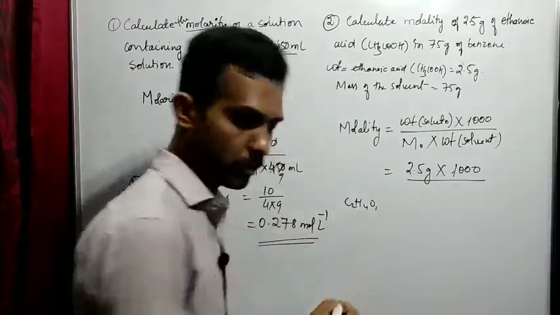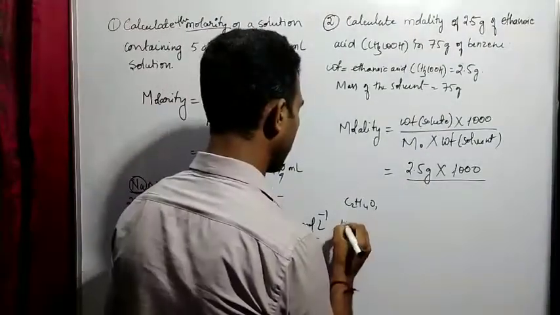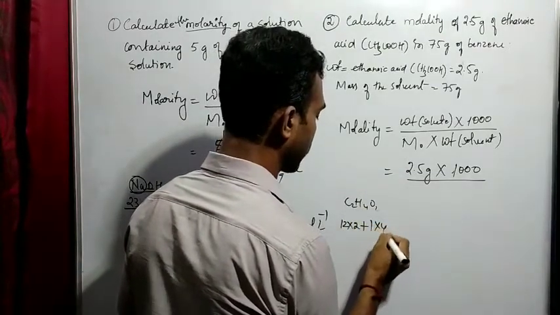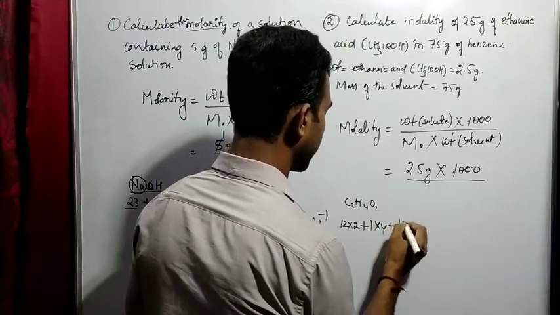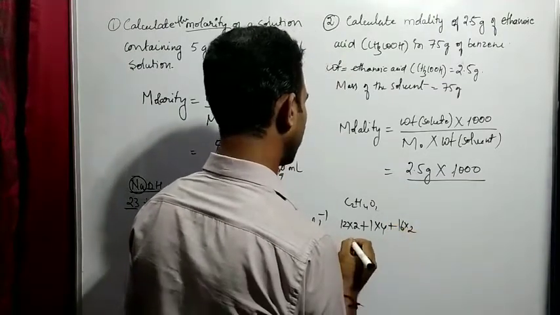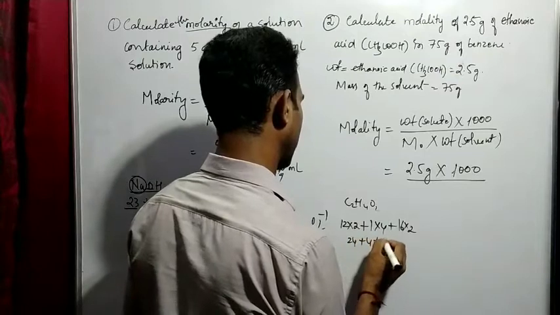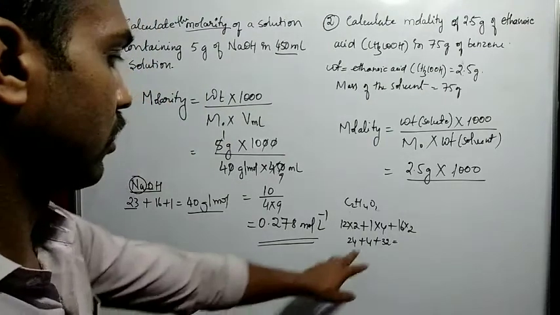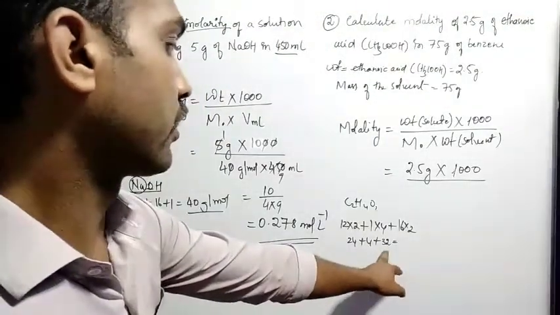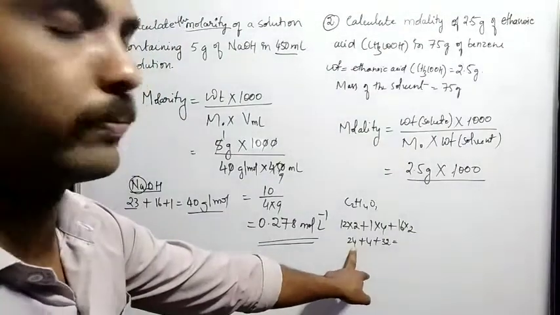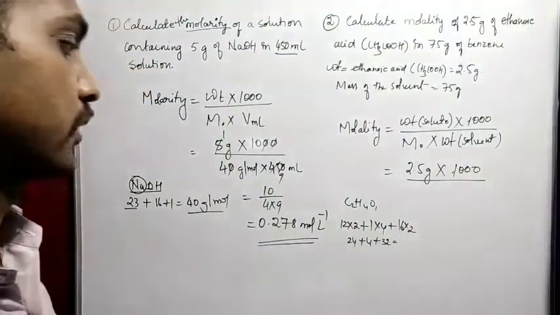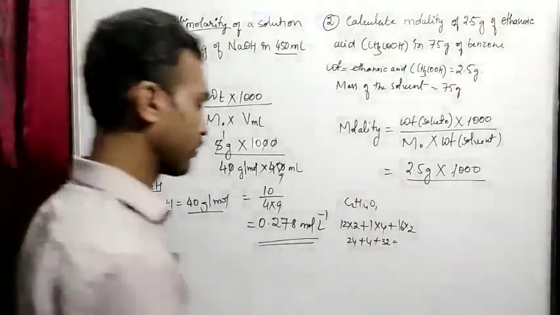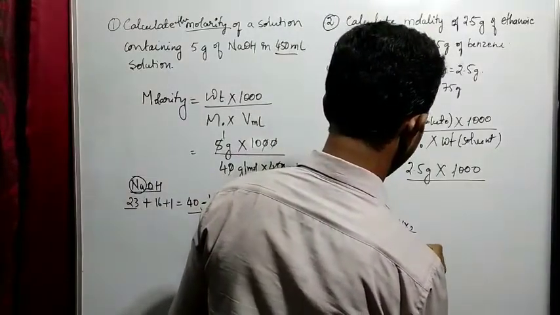Carbon we know, so what is the atomic mass of carbon? That is 12. How many atoms are there? 2. Plus hydrogen is 1. How many atoms are there? 4. Plus oxygen 16 into 2, right. So 24 plus 4 plus 32. So what is the answer you are getting? 24 plus 4 plus 32, so totally we are getting 60, right. So you are getting 60 gram per mole.